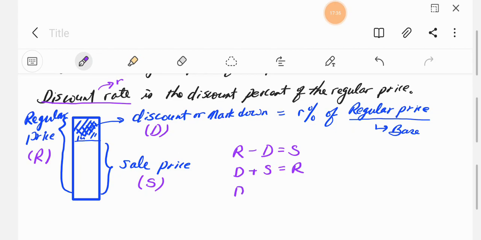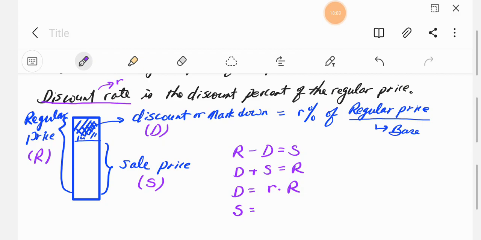Or the discount is the discount rate times the base. So discount rate, which is R, times the base. The base is the regular price. So 20% discount means 20% times what? The regular price, right? Or the sale price. The sale price is actually the regular price minus the discount, right?